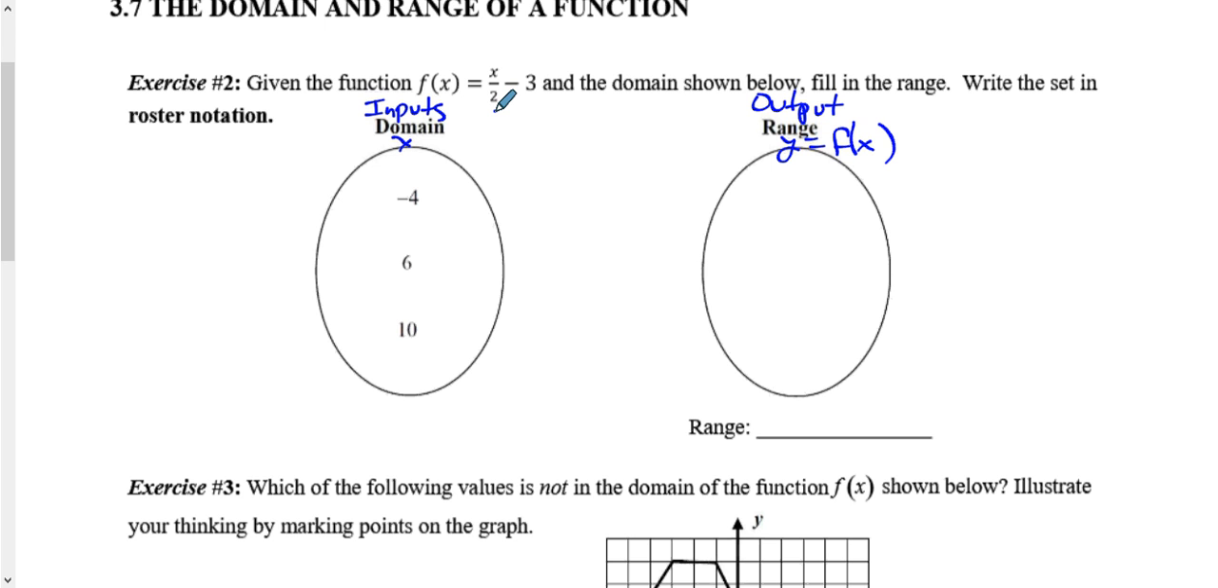And so, how many outputs would this have then? 3, right? To correspond with each one of these. Okay, so let's figure out the range. So if we put in -4 for that x, it'd be -4 over 2 minus 3, right? What's that? -2 minus 3, which equals what? So -5. Okay. Let's find the output for 6.